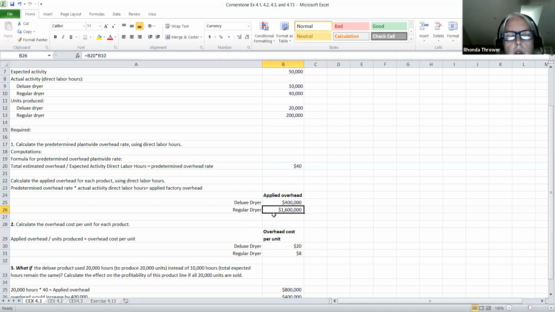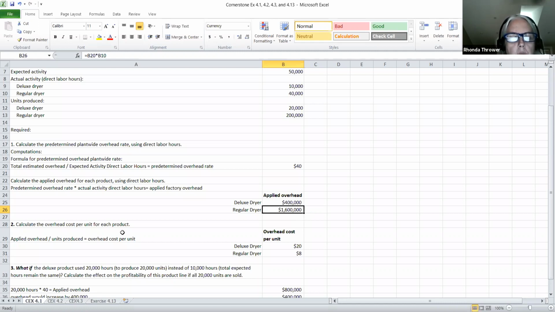And the regular dryer, again, is your predetermined factory overhead rate of $40 times the actual activity, direct labor hours, which was 40,000 direct labor hours. So for the regular dryer, it was 1,600,000 as the total amount of the applied factory overhead.